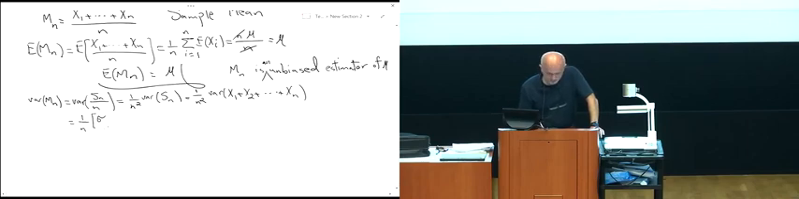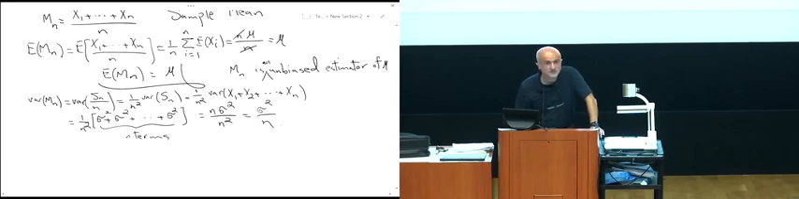And they're all identically distributed. So I've got sigma squared plus sigma squared plus sigma squared, n terms. And I've got a 1 over n squared. So I've got n sigma squared over n squared. That gives me sigma squared over n. That's the variance of the sample mean.